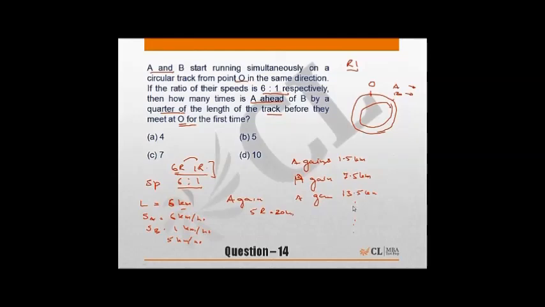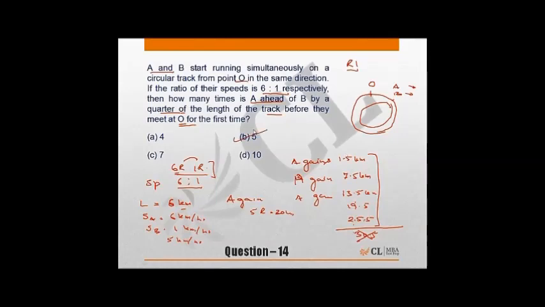So 13.5 plus 6 makes it 19.5. Another 6 makes it 25.5. Another 6 would take it to 30.5. But the race ends when A gains 5 complete rounds over B. So this case cannot be taken. So how many times will this happen? 1, 2, 3, 4, 5. 5 is the correct answer.